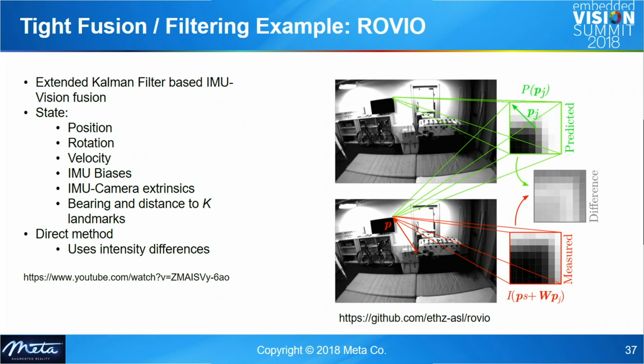And unlike any other method we have mentioned today, this is actually a direct method, meaning that it uses the photometric error between where we expect to see a feature and where it was actually seen. So this is not a geometric distance, but this is the photometric difference that is used by Rovio. Again, just like all the other methods I have mentioned today, the implementation of this is publicly available.